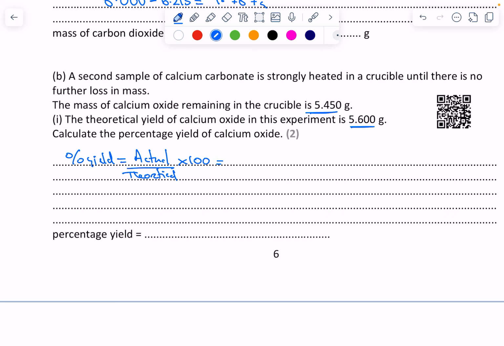So in this example, they actually had 5.450, and then the theoretical amount is 5.600, and then we multiply the whole thing by 100 in order to work that out. And the answer I'm getting here is 97.3%, rounded, just to make it easy to express the answer.